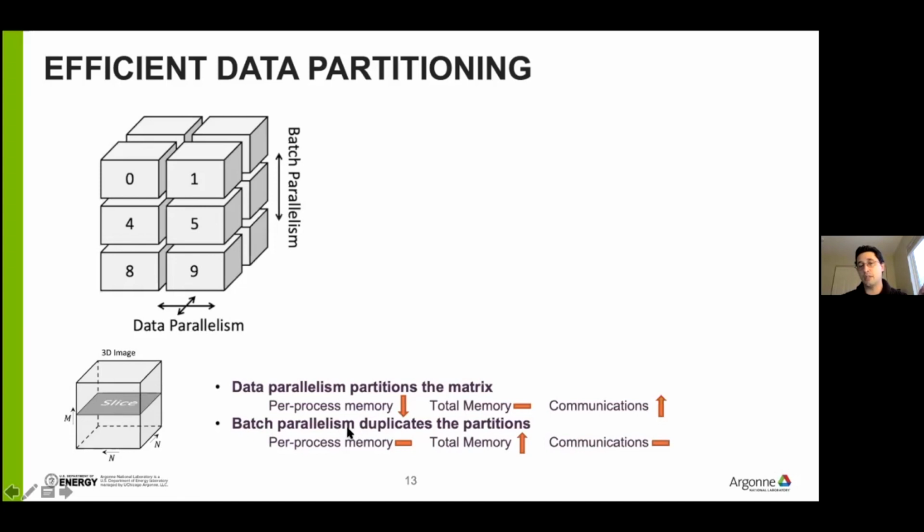Batch processing, on the other hand, doesn't change anything in terms of the per-process memory for a single sinogram, but the total memory increases with a larger batch. Assume that if your batch parallelism is 1, then you're assigning all these sinograms on the z dimension to a single process, which needs to have sufficient memory to accommodate them. So total memory with batch parallelism increases. However, it doesn't change the communication overhead. So these two partitioning techniques have their advantages and disadvantages.